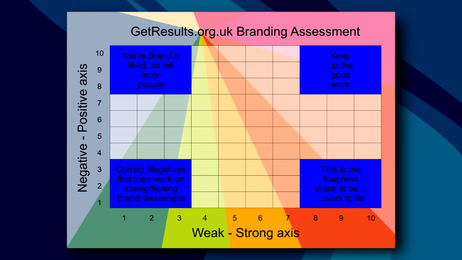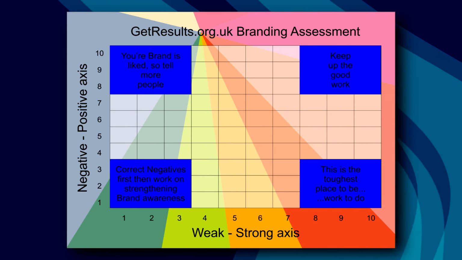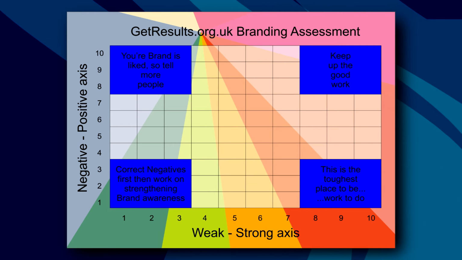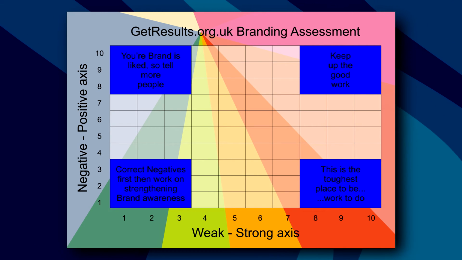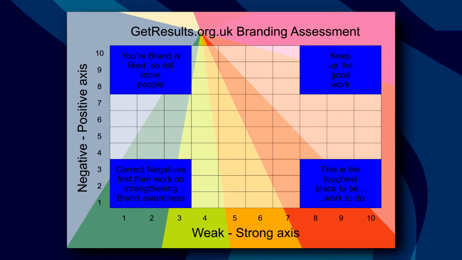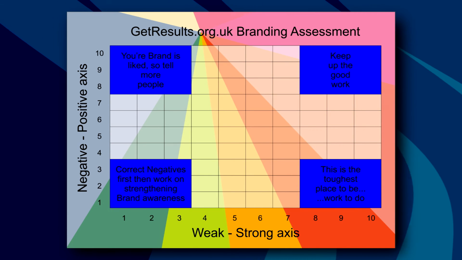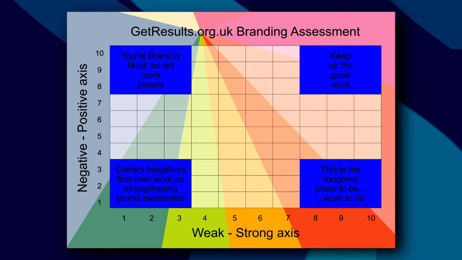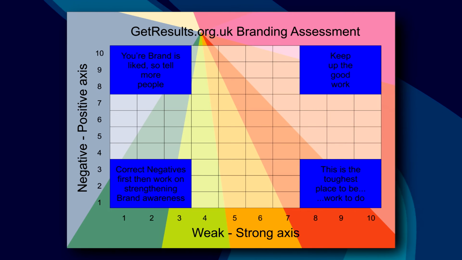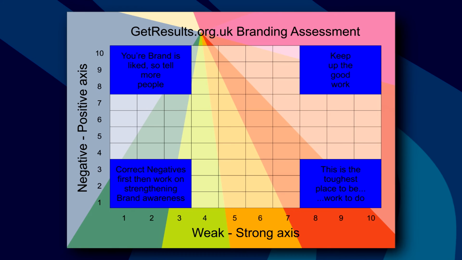A strong/positive score means you should just keep on trucking, all is fine. A strong/negative score is the toughest place of all. You've got a lot of work to do, to undo the harm that has been done and then build a new reputation. Sometimes it's easier to start from scratch rather than having to do all the reparative work.